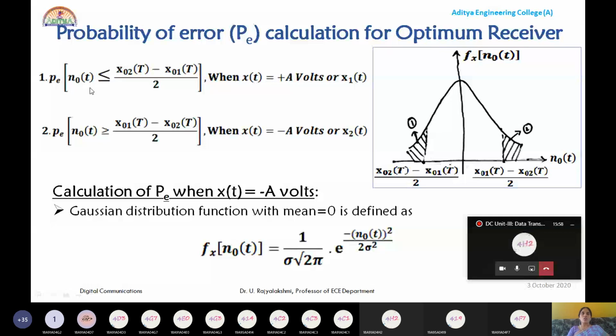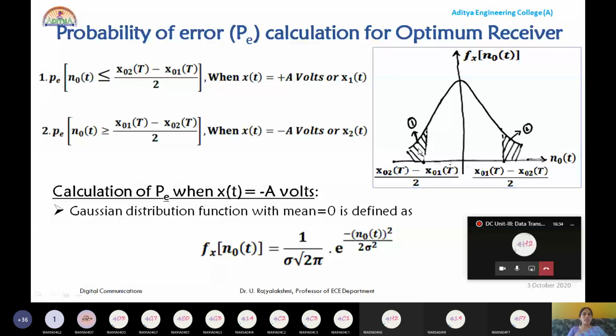For the noise component, here we are estimating the output noise component. That's why the x axis is n naught of t and the y axis is f x of n naught. So what are the two decision boundaries we constructed? One is x naught 2 of t minus x naught 1 of t divided by 2, whenever input is at positive magnitude. And another decision boundary is x naught 1 of t minus x naught 2 of t divided by 2, whenever input is at negative magnitude.